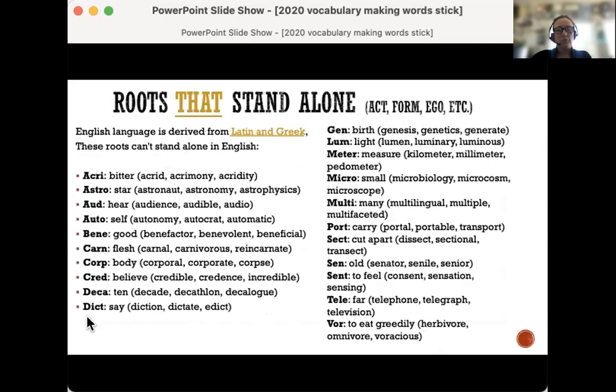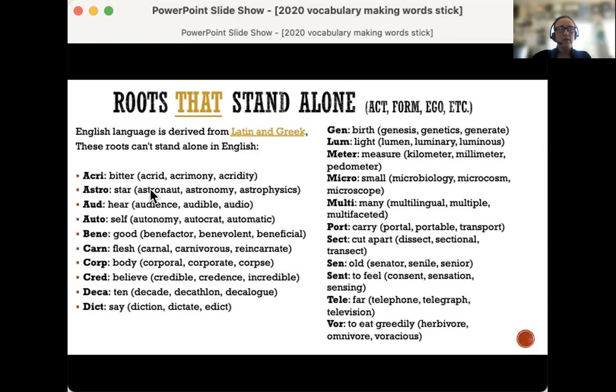Roots are the middle zone of the word. These parts of words are super helpful, and they definitely hold a lot of the meaning. For example, if you think of acri: acrid, acrimony, acridity, meaning bitter, right?